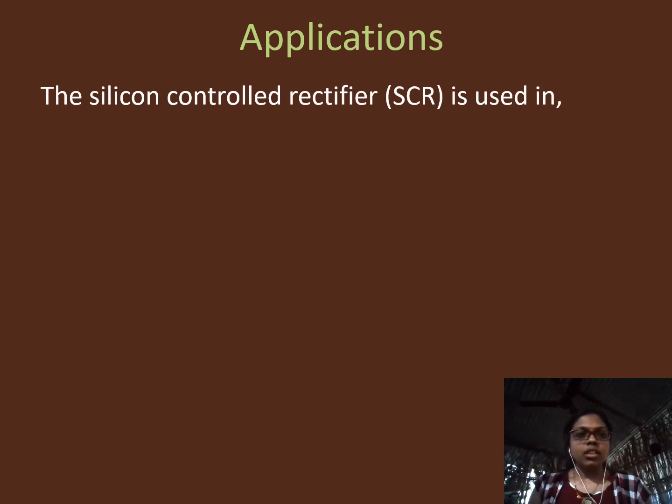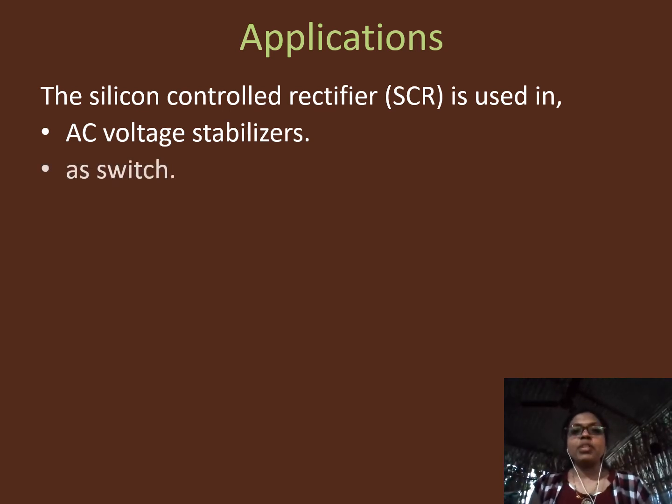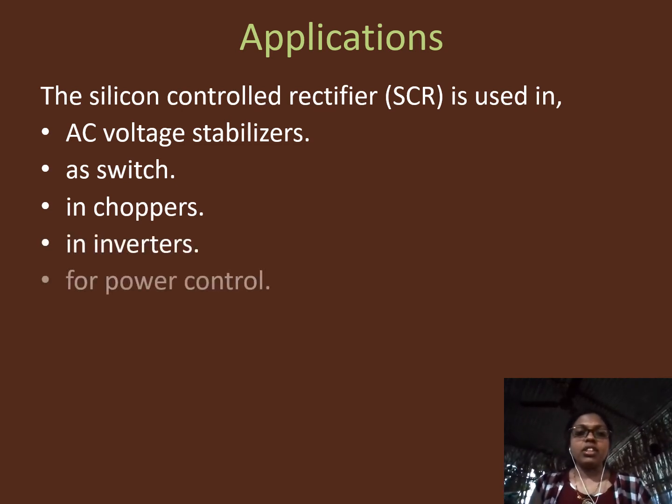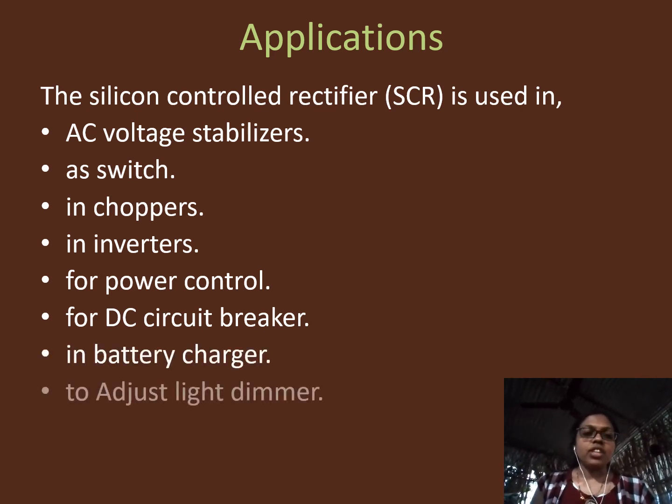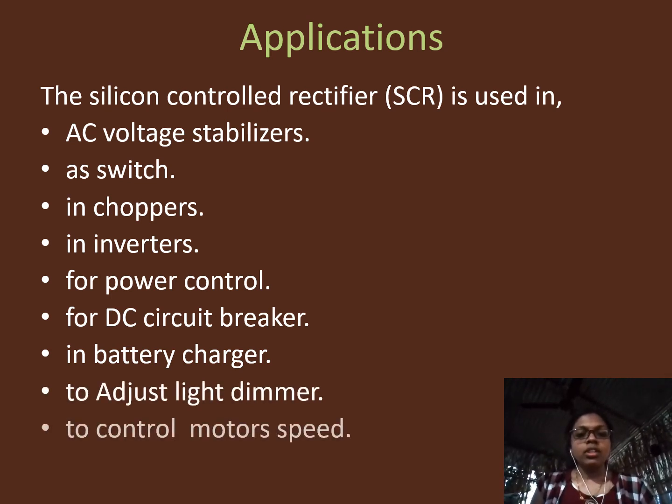Let's learn the applications of SCR. It is used in AC voltage stabilizers. It can be used as a switch. It is used in various applications like choppers and inverters. You can use SCR in various power control applications. It can be used in DC circuit breakers, in battery chargers, to adjust light in various applications, to control the speed of motors, and in pulse circuits.